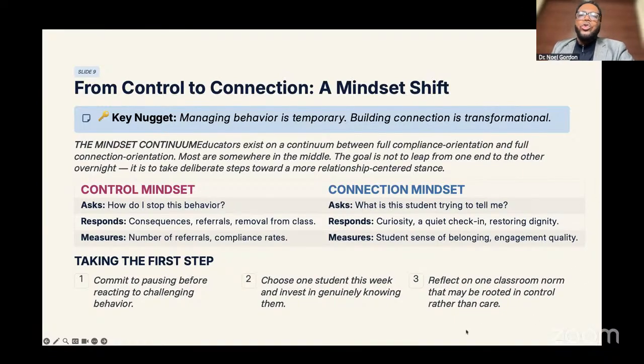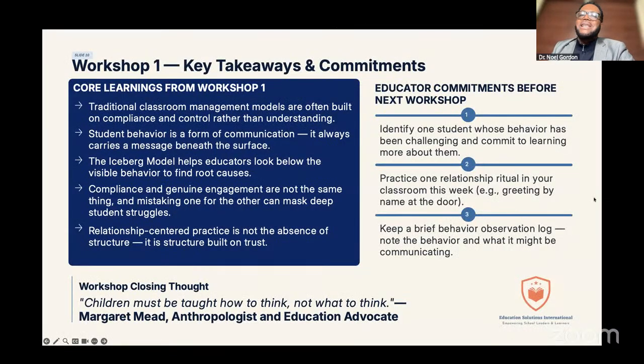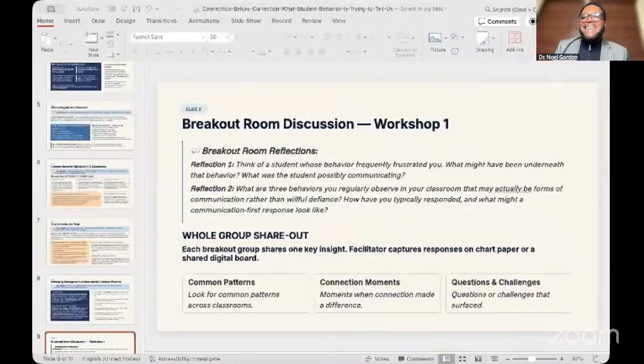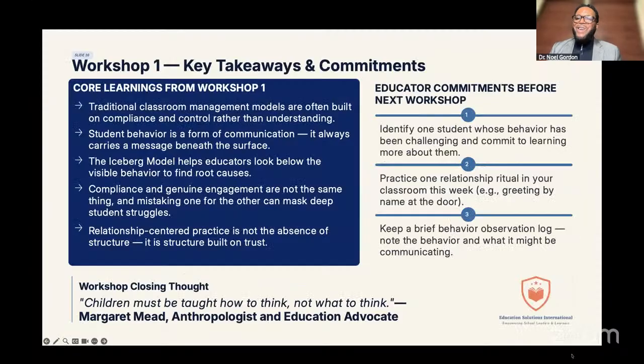I just like to go to the final slide here, the takeaway from the workshop, and then I'll hand over to Dr. Dice's last words. Before we leave, I want to ground us in what really matters from today. If you remember nothing else, remember this: behavior is communication. And the goal is not to fix every student.